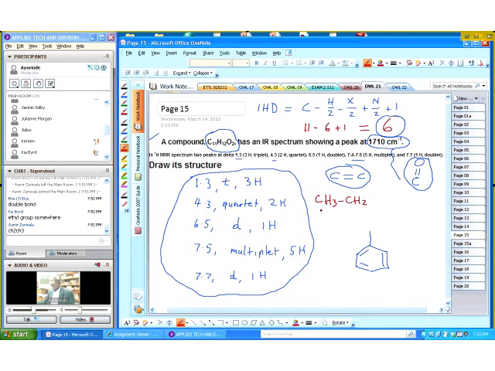which is a triplet. It is attached to a CH2. So this is the triplet, and this is the quartet. What this is telling us is that on this side of this molecule, there is no hydrogen. This carbon here is not attached to a hydrogen or a carbon that contains hydrogen. So now most of our problem is solved. Let's put all the pieces together.